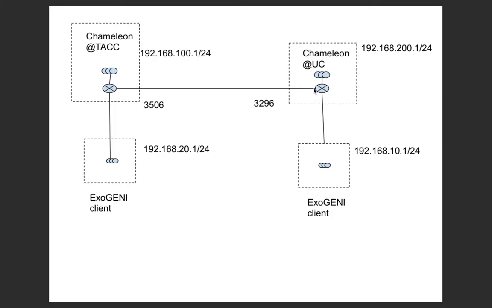Between the two VFC, there is also a link. This is actually an ExoGENI slice with two stitch ports stitched to both sides, and there are ExoGENI circuits linking the stitch ports. So we can view that there is a logical link between the two VFC. That's the topology of the network. The four client networks will be under four different subnets.